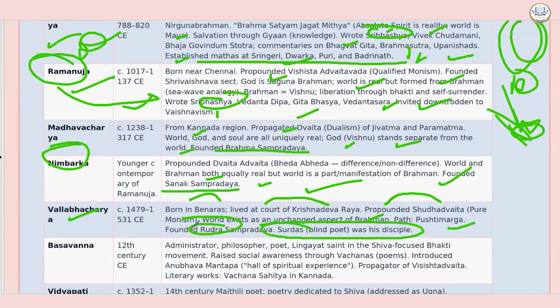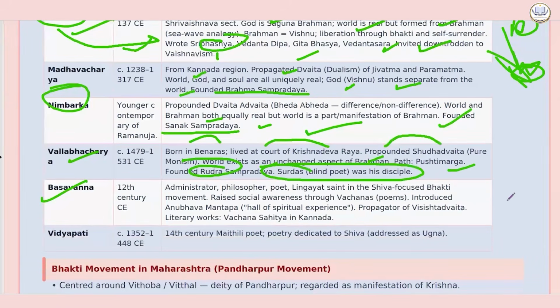Surdas was his disciple. And we have Basavanna. There is a place called Basavanagudi in Karnataka. He was an administrator, philosopher, poet, and he established Lingayatism. Lingayatism, or Veerashaivism, was a progressive sect of that time in the Shiva-focused Bhakti movement. He raised social awareness through vachanas, or poems, and introduced the Anubhava Mantapa, the hall of spiritual experiences. He was a propagator of Vishishtadvaita, the propagator, not the founder. His literary work is Vachana Sahitya in Kannada.